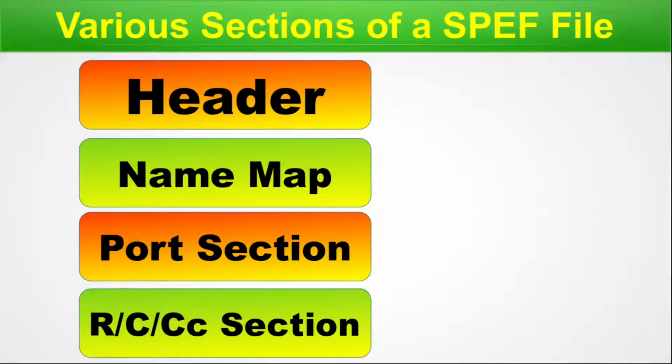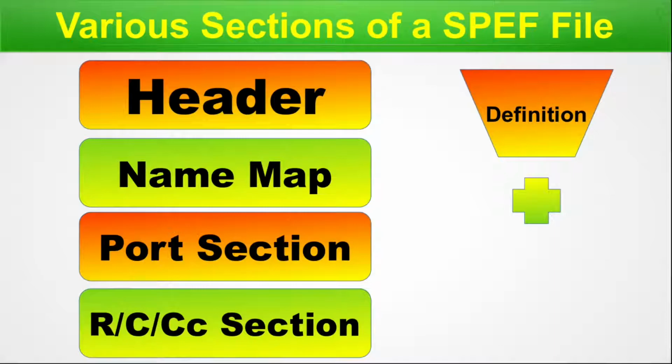In upcoming slides, we will describe each of these sections with definition and example. We will append one more optional section called layer map in the last slide of this video. The purpose of this slide is to imprint the 4 sections before we plunge into the detail. We are done with this particular slide, so let's move on.